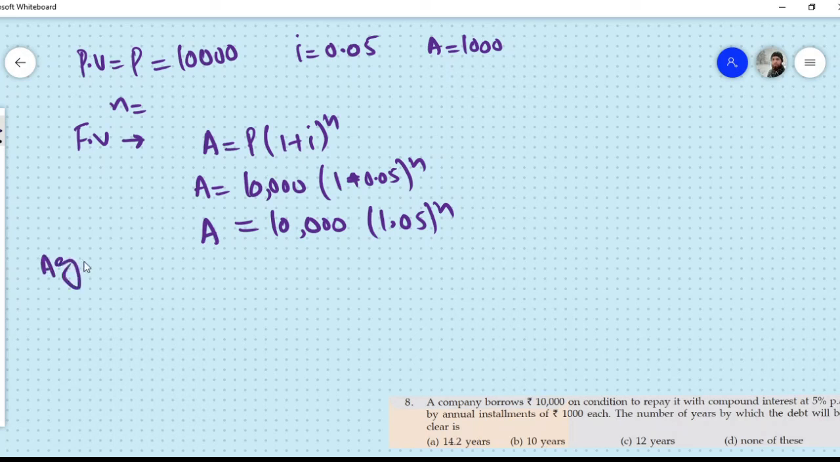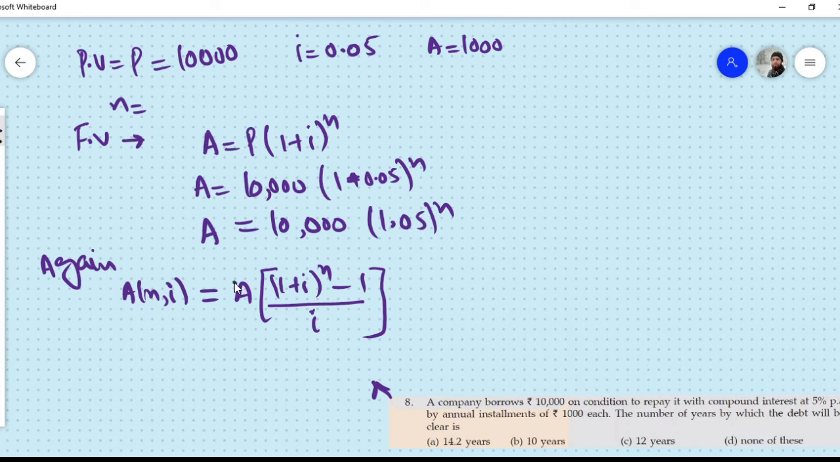Again, now we come to our other formula. The company borrows rupees 10,000 on condition to repay it, so the question is directly related to an ordinary annuity. Therefore, A(n,i), which we used in the previous question, equals A into ((1 plus i) power n minus 1) divided by i. I hope you will not be confused by this A and this A. This one is the accumulated amount, the future value, but here it is the annuity, because different formulas are used in different contexts.